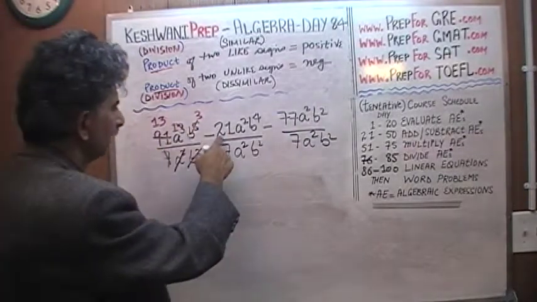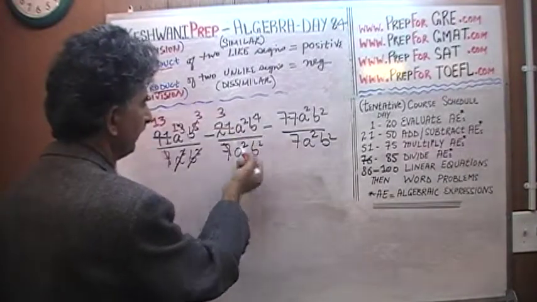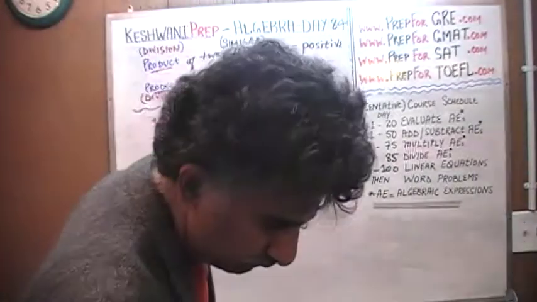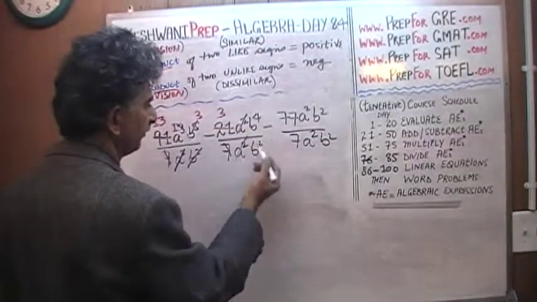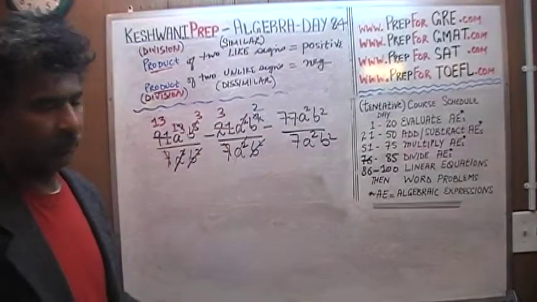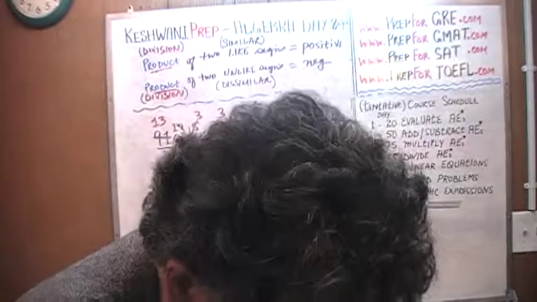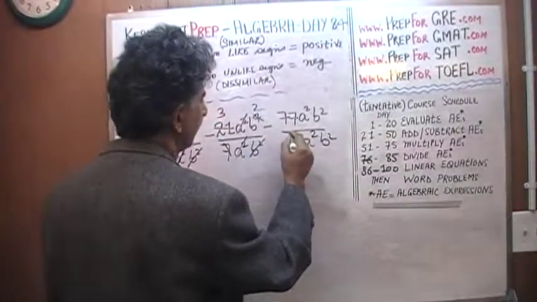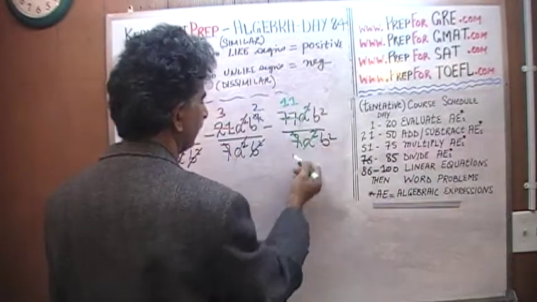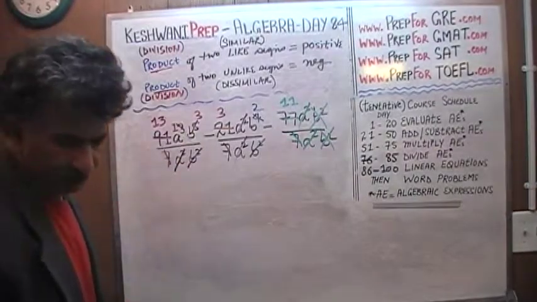Let's keep on going. 21 divided by 7 is 3. A squared divided by a squared is just 1. It cancels out. B to the fourth divided by b squared is b to the second. We just subtract the exponents, 4 minus 2. Let's keep on going. 77 divided by 7 is 11. A squared is going to cancel out with a squared, and b squared is going to cancel out with b squared. So that's our answer.